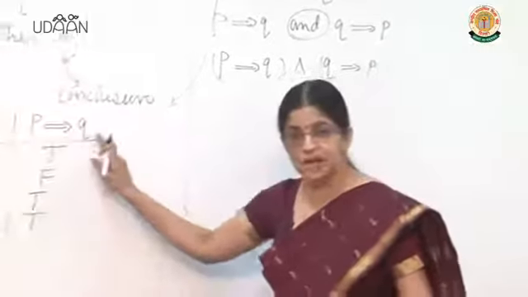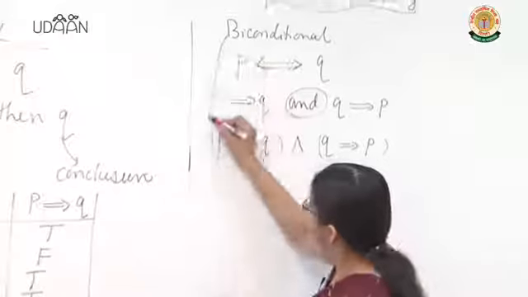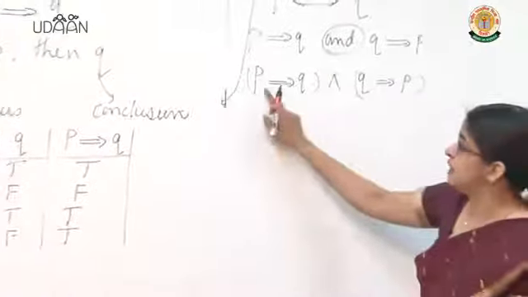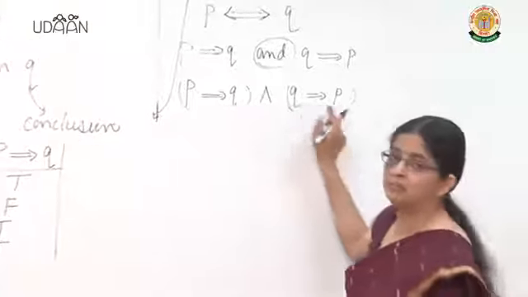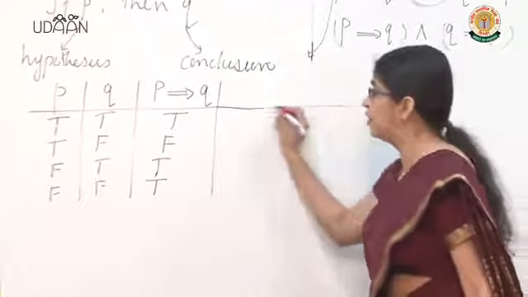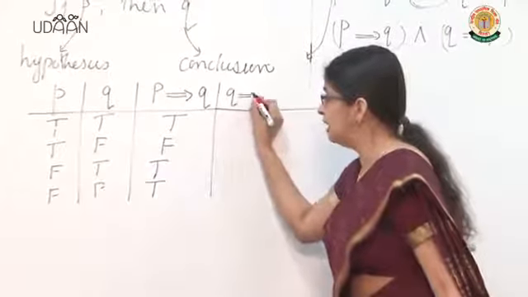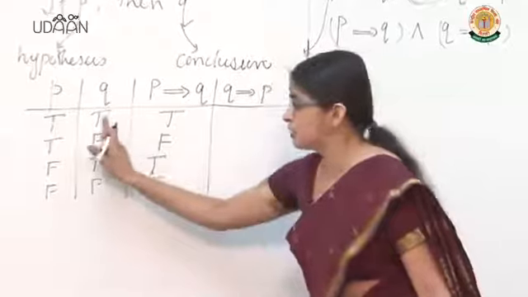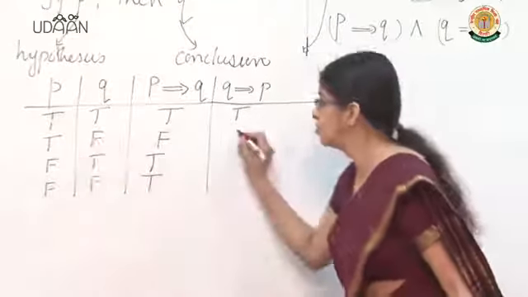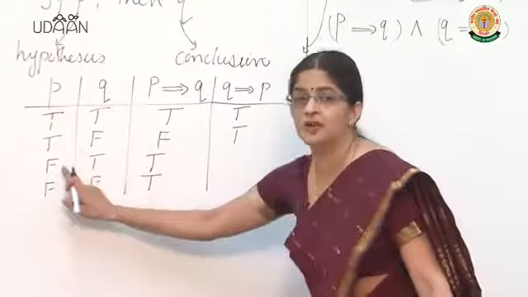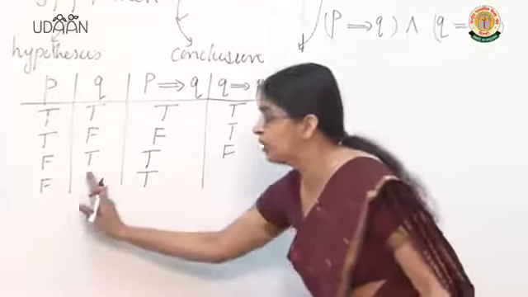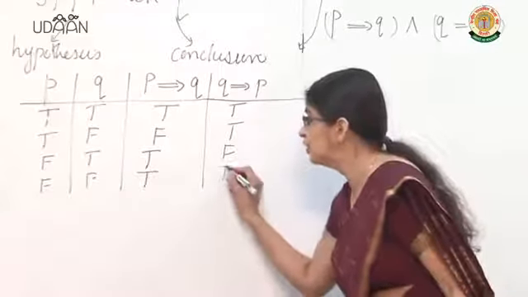Already we have P implies Q. Now, I will make the truth table for the biconditional statement here itself. What is a biconditional statement? P implies Q and Q implies P. Already we have P implies Q here. I will make it for Q implies P. True implies true, which is true. False implies true, true. True implies false, this is the only case when the conditional statement is false. False implies false, it is true.